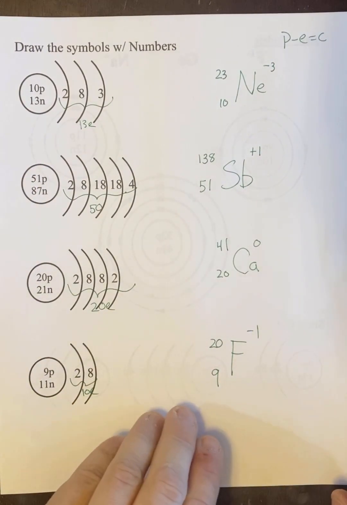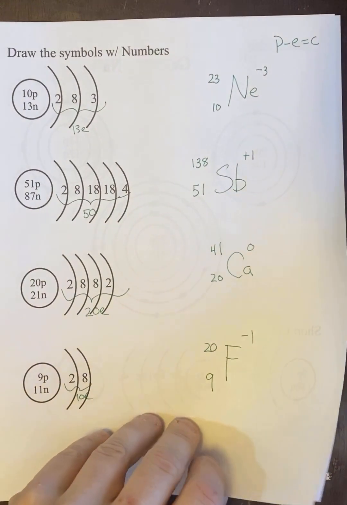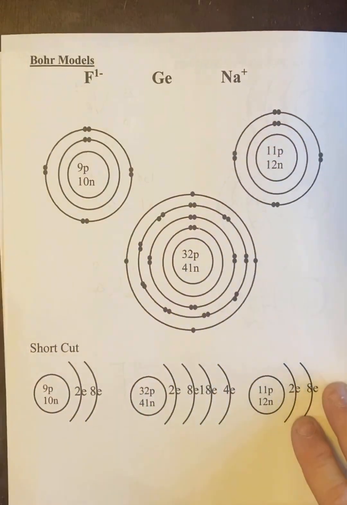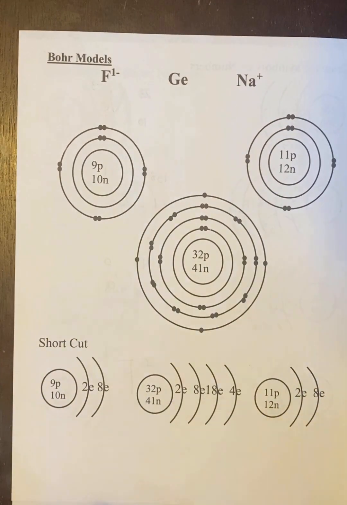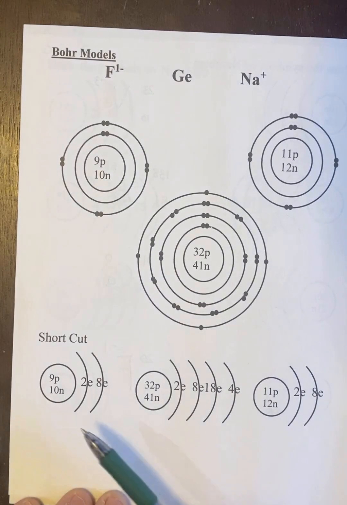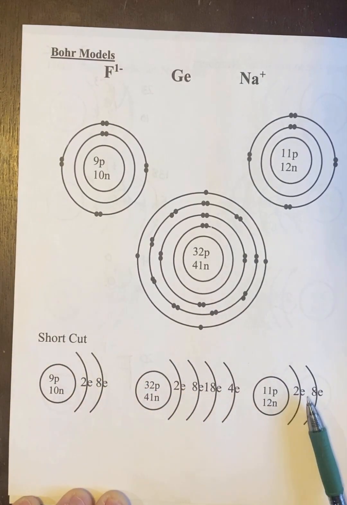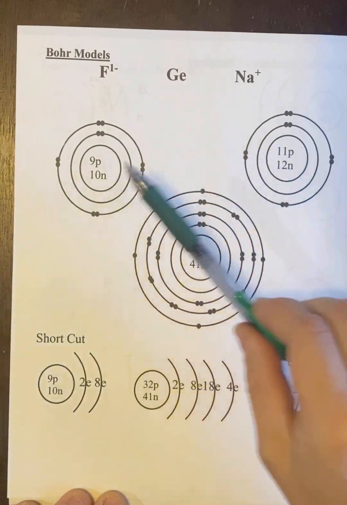Now, be aware, full Bohr models are complicated. There's a reason I didn't, well, they're not complicated, they're just difficult to draw. This is what the full Bohr models look like. So this would be F-1, this would be Ge, and this would be Na+1. And so the Bohr models that we're going to draw look like this on the bottom, right? The real Bohr models actually look like this.